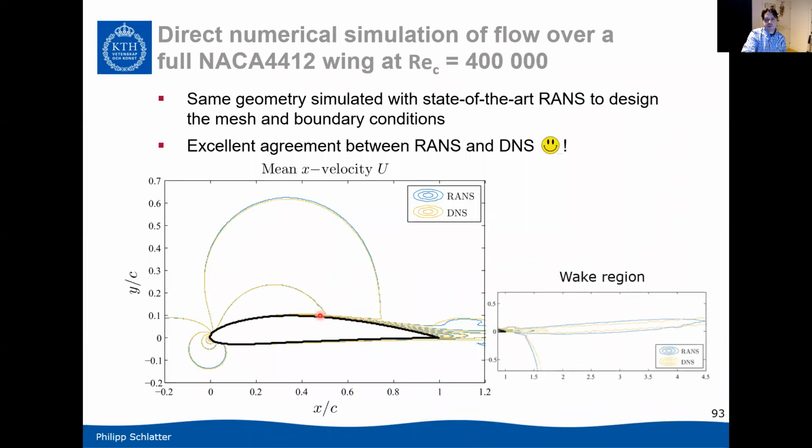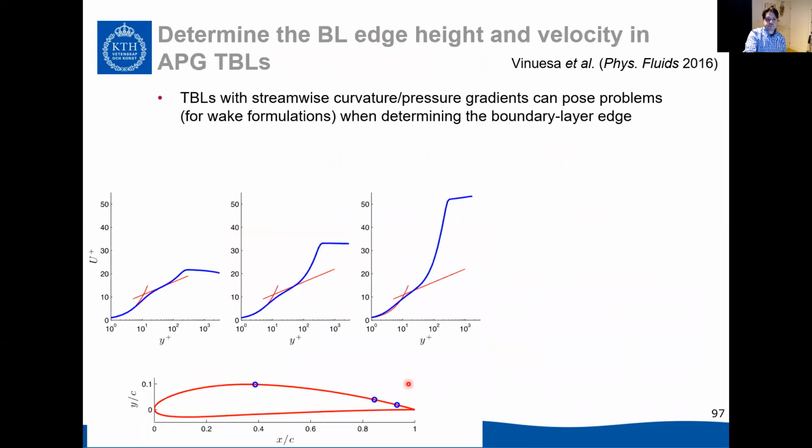We also did some validation, so we compared this DNS with the RANS for corresponding conditions, and you can see that the agreement is, of course, very nice, which does not necessarily mean that... well, it means that the DNS and the RANS, being calibrated for these types of cases, can be viewed as some sort of ground truth, at least when it comes to the mean flow.